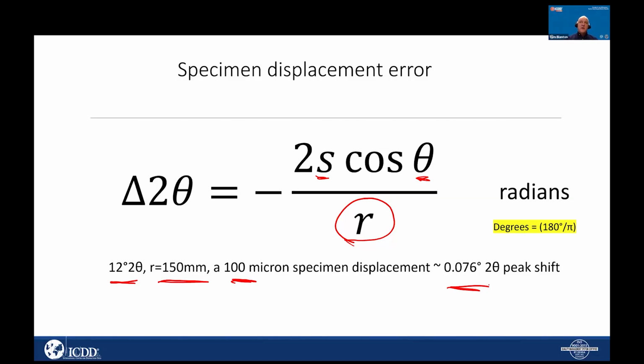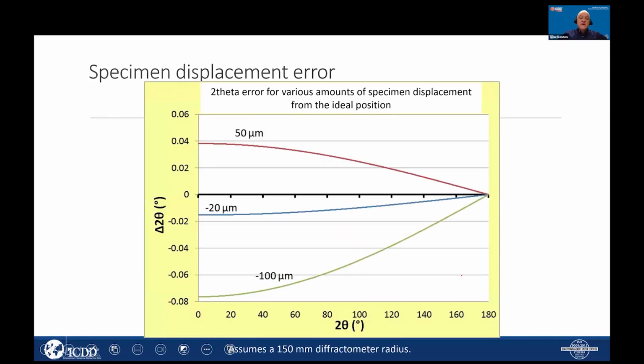So you think about particles that you're working with, and maybe if it's a 200 micron, 300 micron particle, and you're just displaced one particle, you can have quite a shift in your 2 theta. If you show this graphically, what you'll see is, unlike the transparency error, which peaks at 90 degrees 2 theta, your displacement error peaks at 0 degrees. In other words, it's worse at low angle than it is at high angle. And depending upon the amount of displacement, will tell you the amount of delta 2 theta.